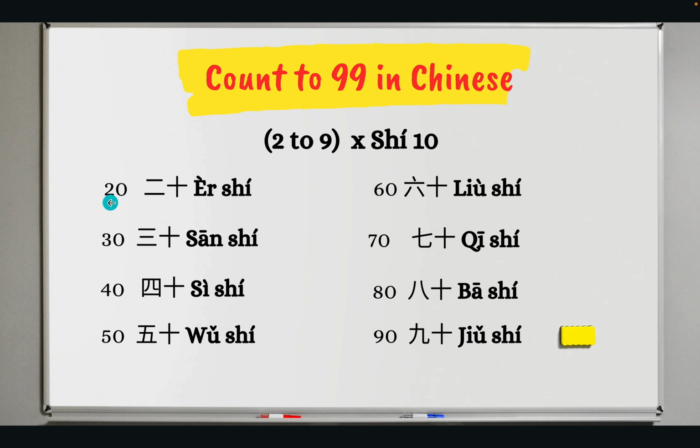Let's give it a try. 20, 2 and 10. 30, 3 and 10. 40, 4 and 10. 50, 5 and 10. 60, 6 and 10. 70, 7 and 10. 80, 8 and 10. 90, 9 and 10. Good job.